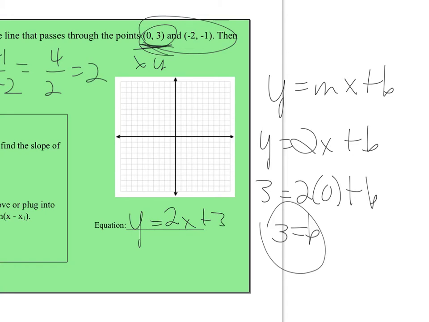And you guys ought to be able to graph that by now. So it'd be +3, up 2, up 2. There's my line. Sorry. I really hope your line's a little bit cleaner than mine.